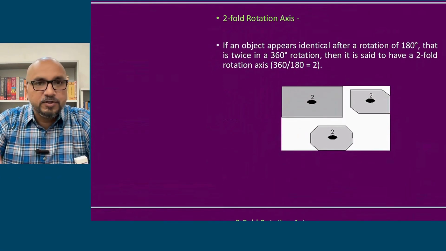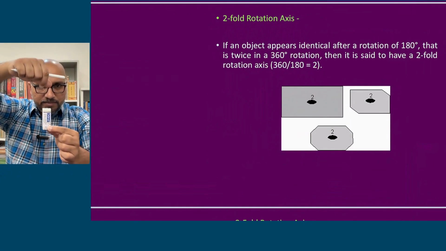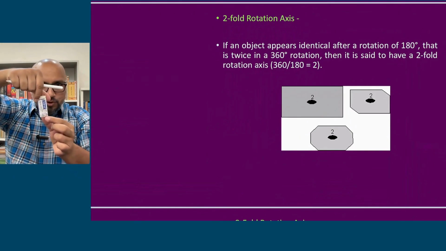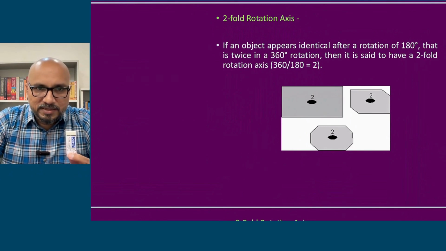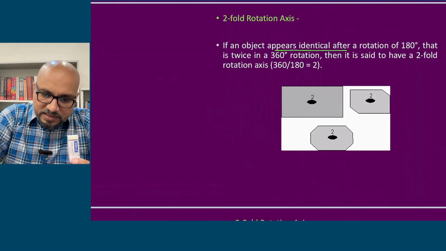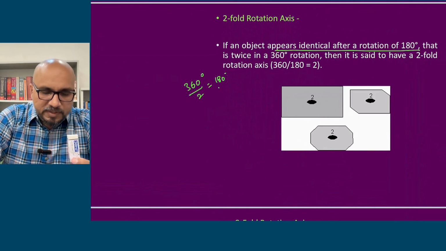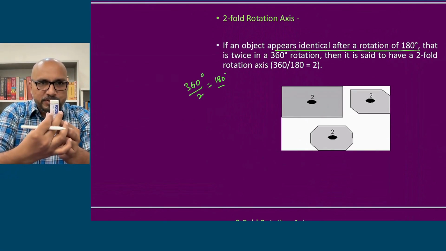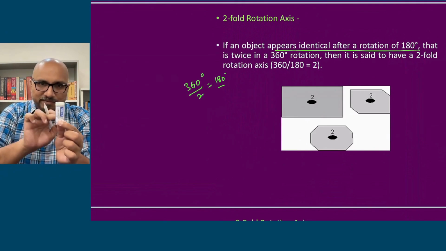Now the second one is the two-fold rotation axis. That means for this axis, if you rotate it completely 360 degrees, at least 2 times this face will come to the same position. So an object appears identical after rotation of 180 degrees, that is 360 degrees by 2. Now I am rotating it 90 degrees. At 90 degrees this face comes, then at 180 degrees it is the same face. The front and back are the same faces.